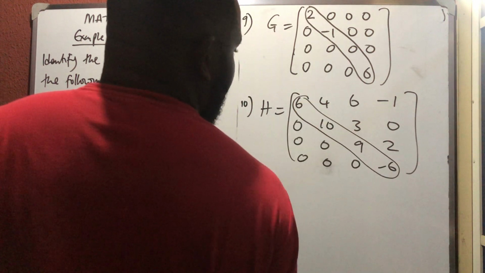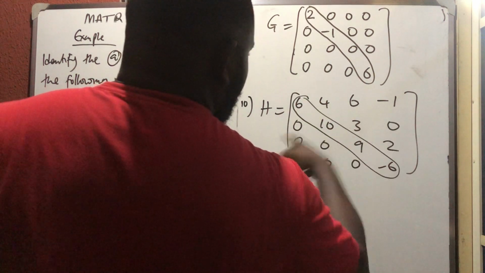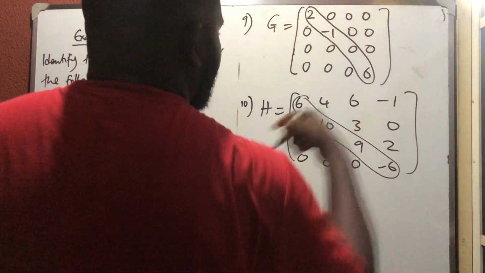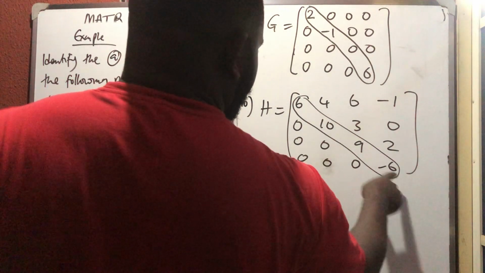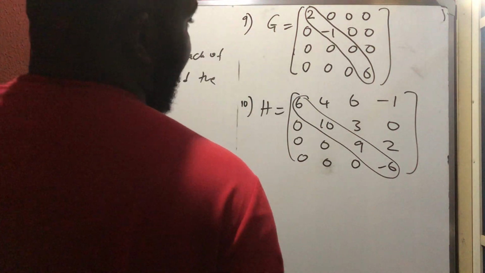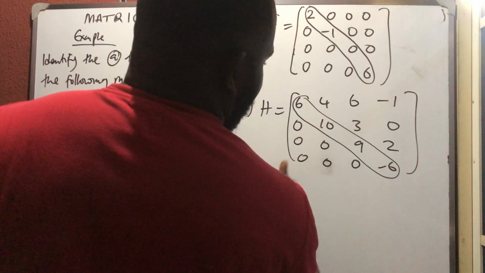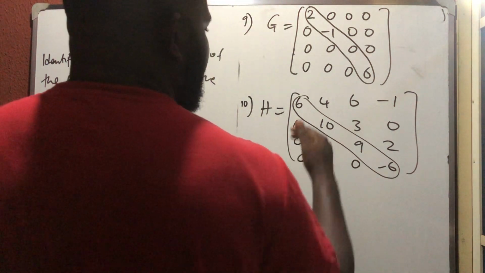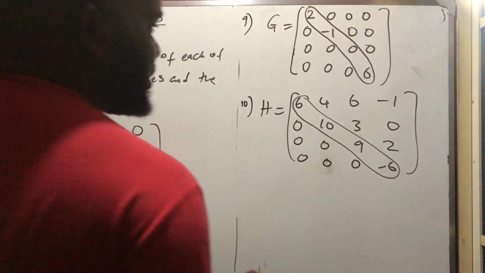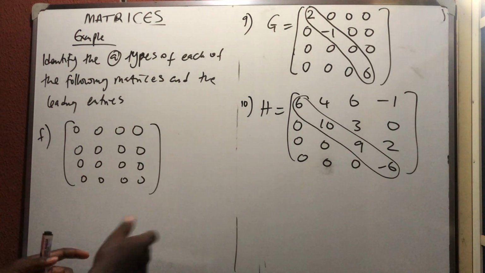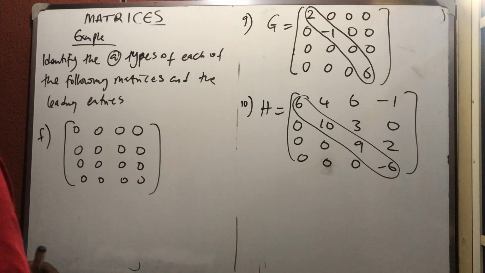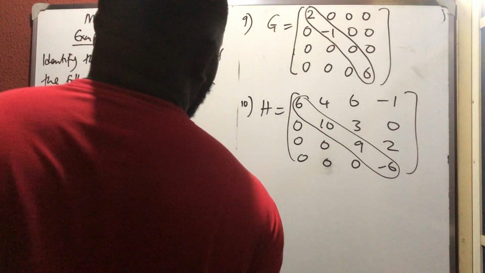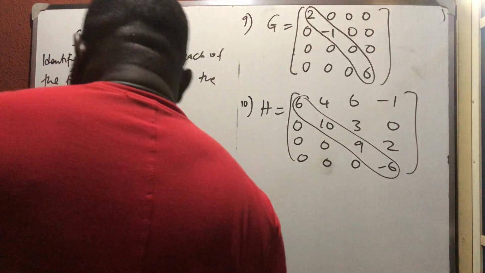First of all, it's a square matrix before we talk about the diagonal. 1, 2, 3, 4. It's a 4 by 4 square matrix. The diagonal has the leading entries, and the lower triangular is 0. I told you that if the lower triangular is 0, then it is an upper triangular matrix. And the leading entries are 6, 10, 9, and minus 6.